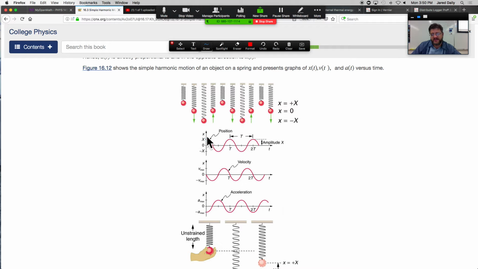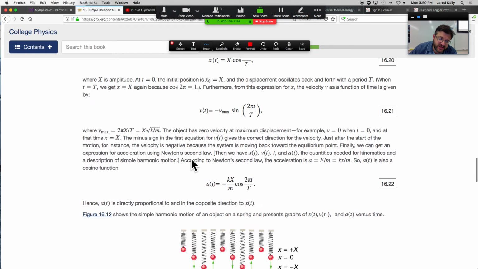Notice that this position right here is starting with a cosine. You can see that it does because it starts at positive x and goes like this. So this first one is a cosine, but the velocity, since the first one is a cosine, is going to have to be a sine. It has to switch every time. Cosine to sine, sine to cosine.